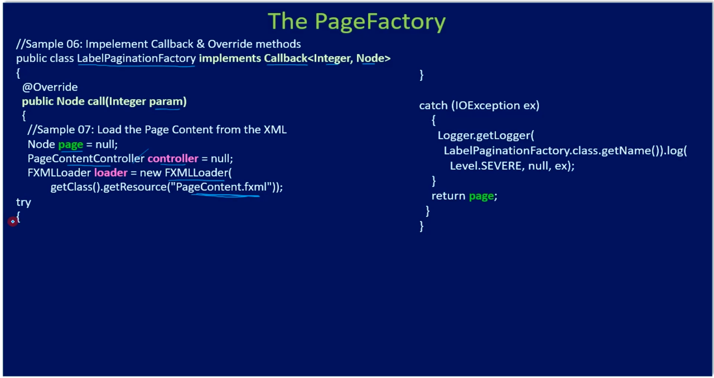Then here we are opening the try, and here is the try end, and in the catch we are just stating the label pagination factory class.getName.log severe error, because we are opening the FXMLLoader, right? The FXMLLoader may fail, that's why we are enclosing that with a try catch block. So this is the loader, we will load the content inside this try block, and during that time there is a possibility of failure.